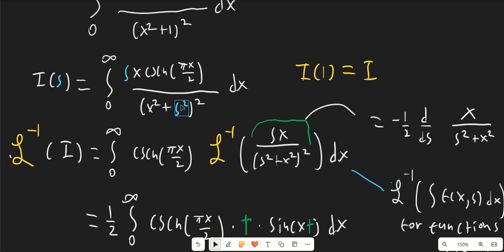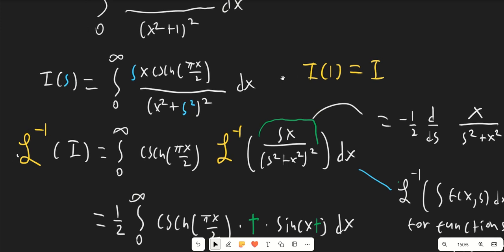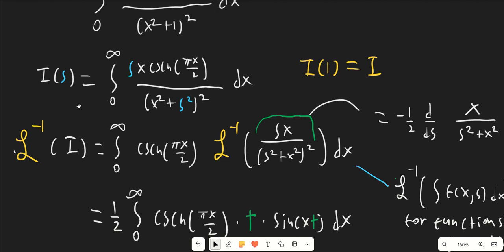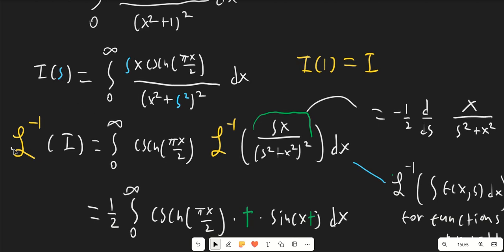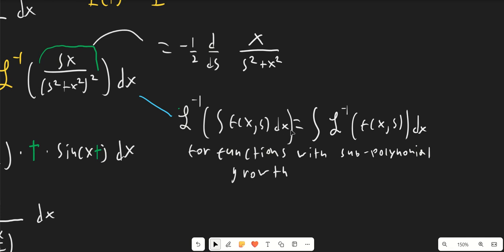So let's take a look at how we're going to solve this. The first thing we're going to do is take the inverse Laplace transform of our function I(s). And already we're jumping into some weird stuff, but essentially we're going to use the fact that the inverse Laplace transform of the integral of a function of x and s dx is the same as the integral of the inverse Laplace transform dx. Now obviously this is contingent on a few conditions. The function can't be wildly oscillating and it has to have subpolynomial growth, but essentially we can do this using Fubini's theorem because the inverse Laplace transform is also defined as an integral.